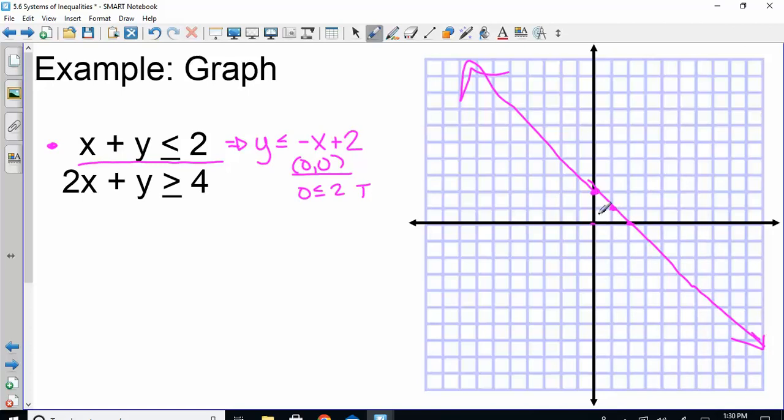We're trying to shade one side of this line. We want to shade the side that works. So 0, 0 worked, so we're shading everything down here. This isn't our final answer yet, so just kind of lightly shade that part in.